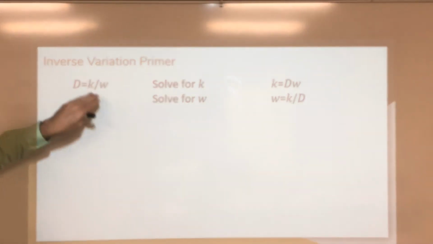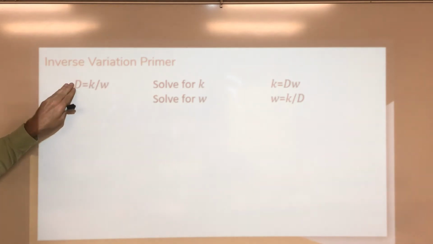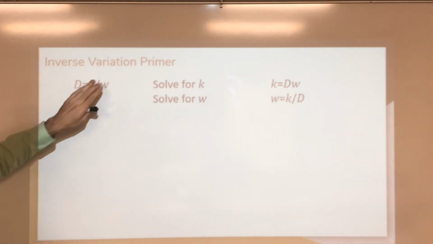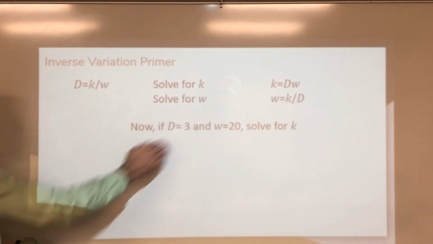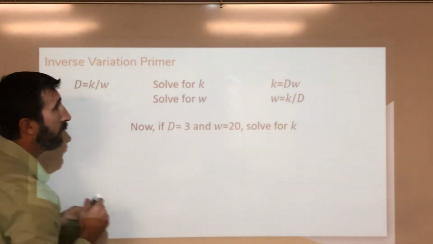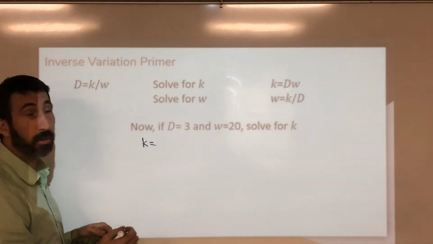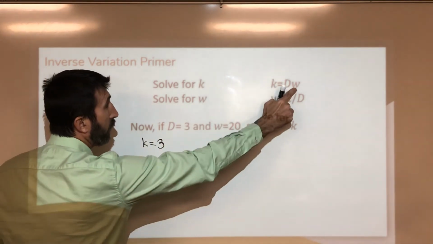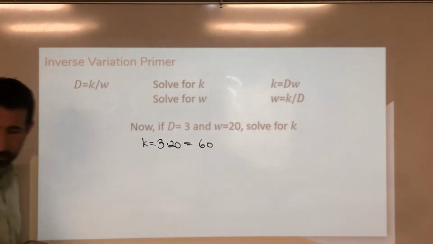I'm just showing you, if we know this and this, we can solve for k. If we know k and w, we can get d. If we know k and d, we can get w. As long as we have two of these variables, we can find out the third one. So if now we have d equals 3 and w equals 20, we can plug it back in here, or we can look at this. We've already solved for k here, so we can say k equals the capital D, which is a 3, times the little w, which is 20, so k equals 60.